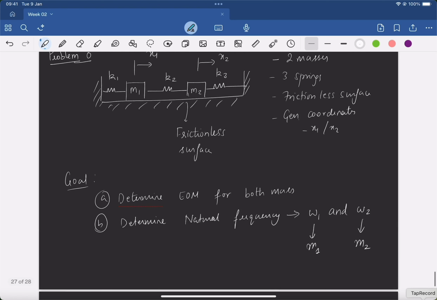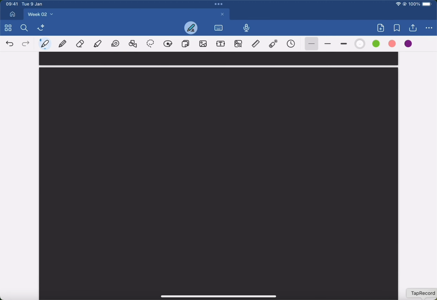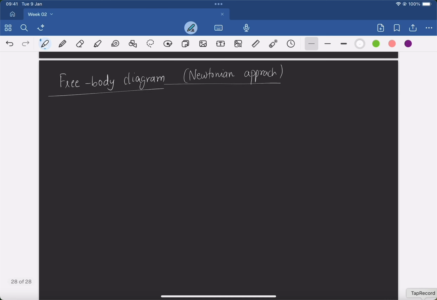mass m2. So first question is, we want to write our free body diagram, right? Let's say we are looking at our Newtonian approach, so we want to write our free body diagram. We will also look at how to solve the same problem with the Lagrangian approach or Euler-Lagrange equations. But for now, let's start with our Newtonian approach. If we are looking at the Lagrangian approach, we don't really need the free body diagram. But with a Newtonian approach, we are looking at the forces, so we need the free body diagram.